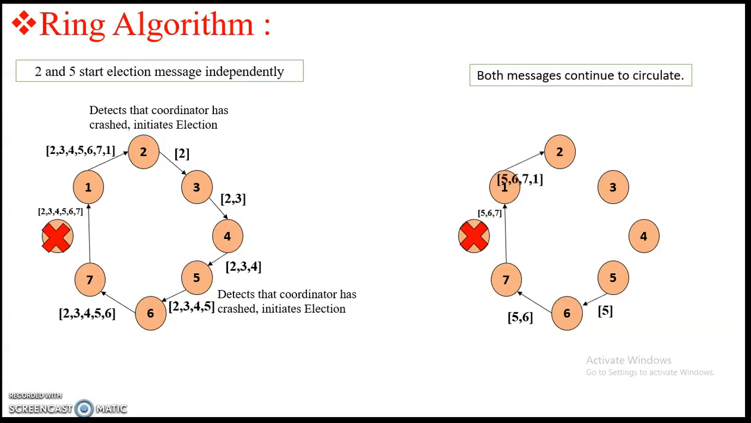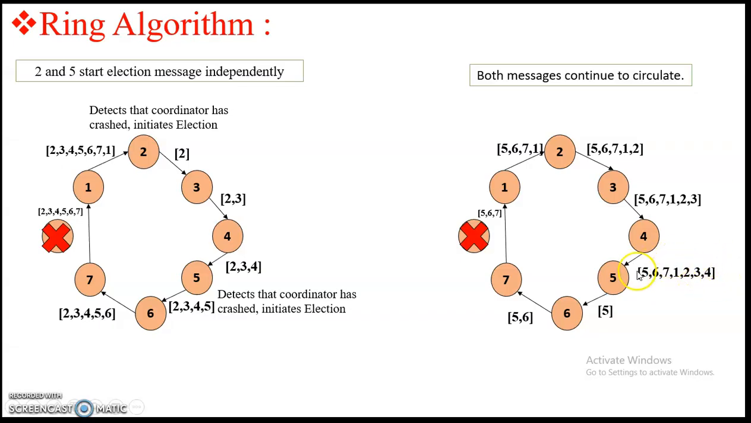1 to 2, and 1 will be appended. 2 to 3, and 2 will be appended in the queue. 3 to 4, and 3 will be appended in the queue. And 4 to 5, and 4 will be appended in the queue. Now who was the initiator? 5 was the initiator, and we have now reached 5. So no need of traversing the ring again. We will stop here and check the contents of the queue at 5. It is 5, 6, 7, 1, 2, 3, 4.